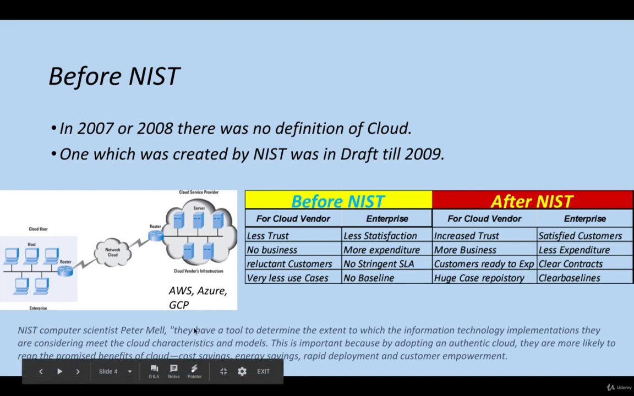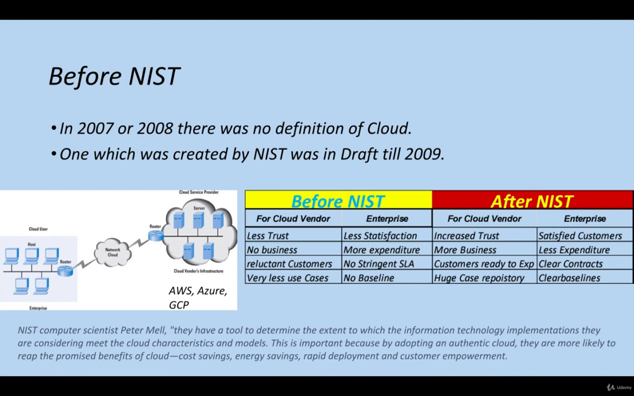So NIST scientists say that now they have a tool to determine, like I said, the extent to which the information technology implementations they are considering meet the cloud characteristics and models. This is very important because by adopting an authentic cloud, which will be providing those five characteristics, they are more likely to reap the benefits of cloud, right? I said that if they have those five characteristics, they can have cost saving, energy savings, rapid deployment, and customer employment. So that was the thing, a kind of tool being provided by NIST for the customers as well as for the service providers. So let's move on to the next slide.